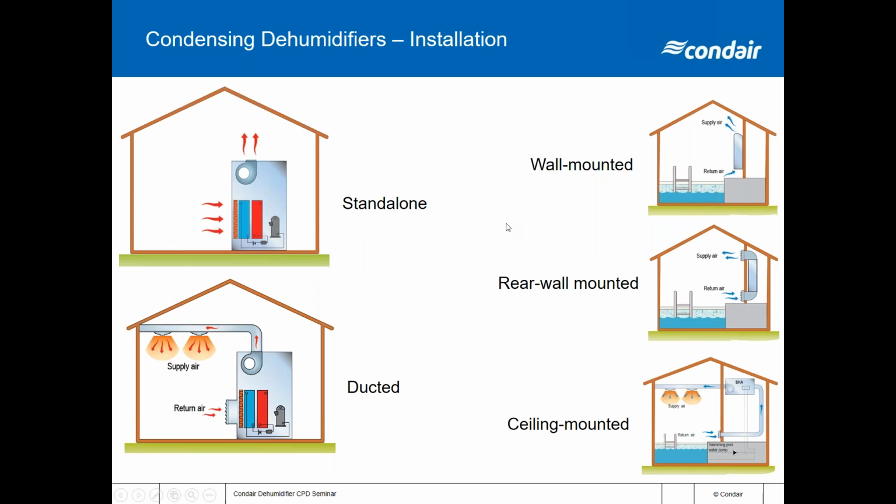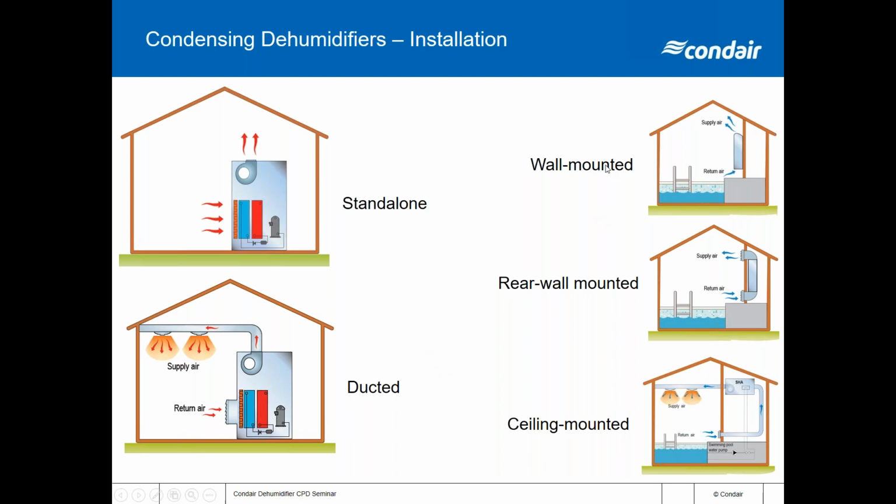Installation is pretty straightforward. They can just be standalone, and here you can see you've got the air coming into the unit via a filter, over the evaporator, over the condenser and the compressor, and then out into the space. You can have a ducted version, again, where we've got return air going through a grill, a filter, condenser, evaporator, condenser, and then out into the ducts to give you some good distribution.